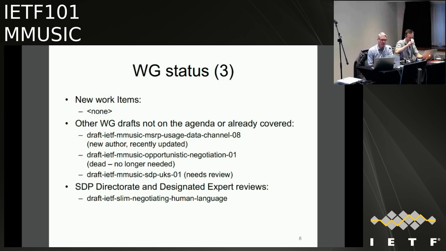We have no new work items. We have three drafts that are not on the agenda or already covered. We have a new author for the MSRP usage for the data channel that was recently updated. We have the previous milestone for the opportunistic negotiation draft, which was extensively discussed among the ADs, and the decision was that the related draft in SIPBRANDY would be continued and this one will no longer be needed. So we have also dropped the milestone for that one. And the last draft is the PUKS that needs review.